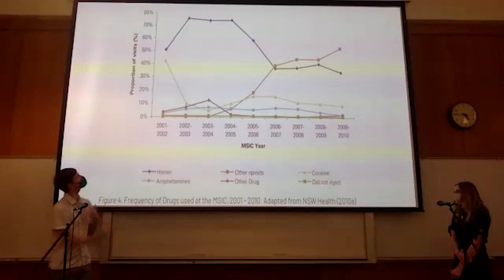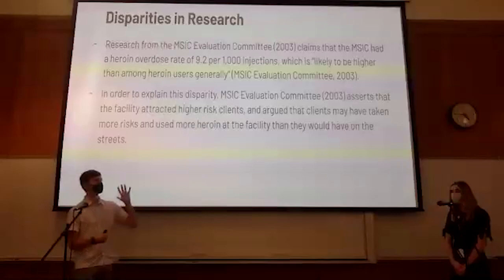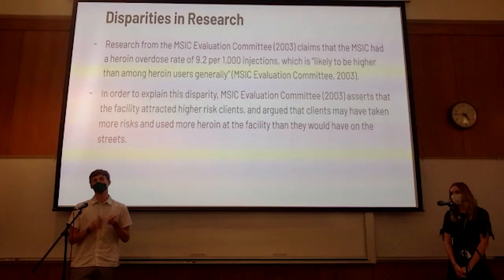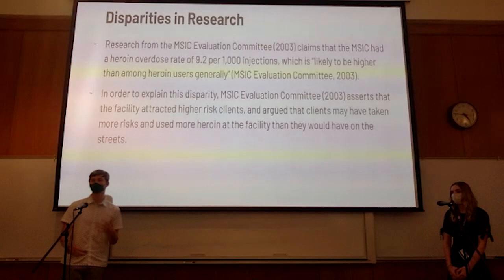So looking at what the problems are with safe injection sites, or at least in the MSIC, overdoses in the MSIC were twice as high as compared to the rest of the area. And that was because, as stated in the MSIC's own report, the individuals may have been using more because of the medically trained staff on site. There's less of a risk for them to overdose and die, so they can use more cocaine, use more amphetamines, use more heroin. So the risks associated with that can also increase.